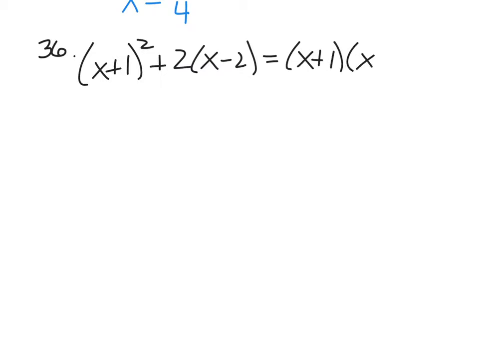What should we do on 36? How would you start it? Anything cancel out? That'd be sweet. I mean, we could start dividing by stuff. Okay?